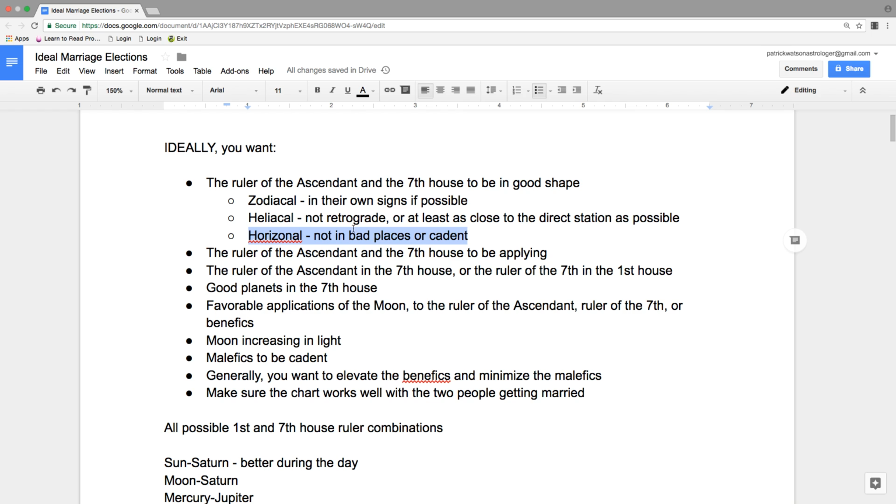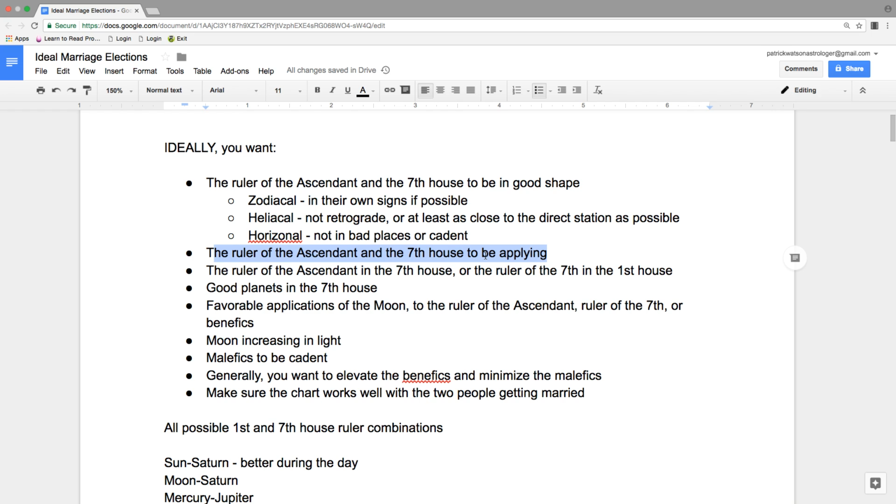Now for a marriage, the 7th house is associated with marriage, and so ideally we want the ruler of the 7th house to be in good shape as well. Just as much as we'd like the ascendant to be in good shape, we also want the ruler of the 7th house to be in good shape. And ideally, we would want the ruler of the ascendant and the 7th house to be applying towards each other. Either the ruler of the ascendant applying to the ruler of the 7th, or the ruler of the 7th applying to the ruler of the 1st.